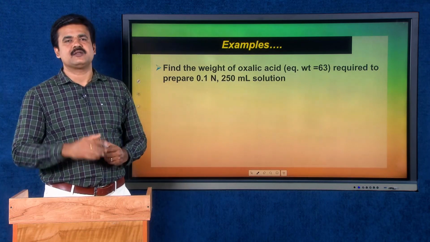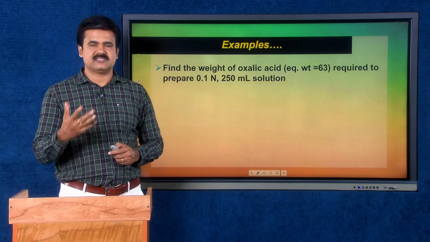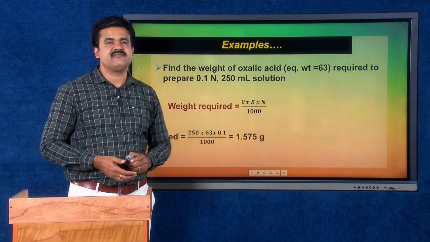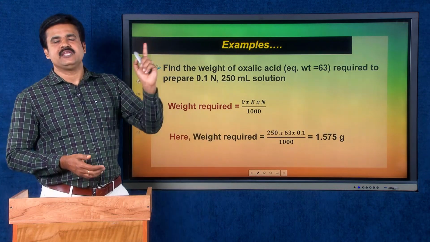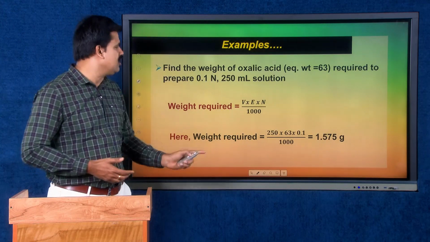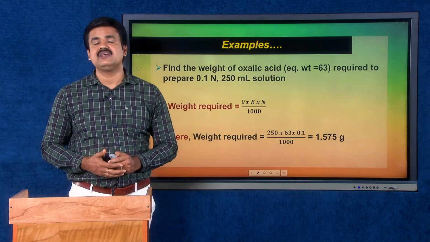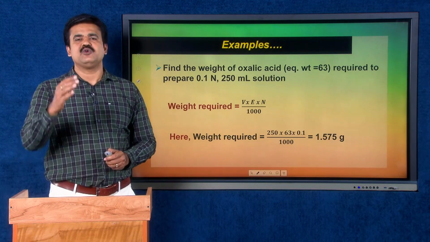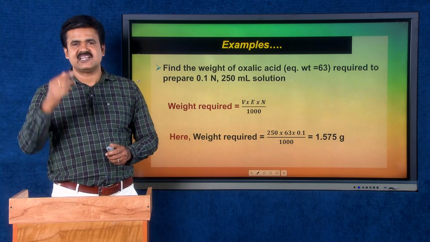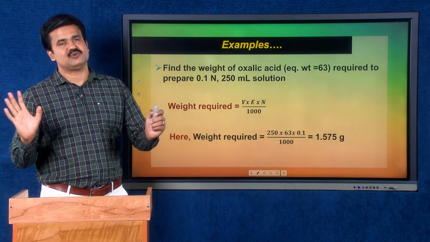So you have to multiply VE with N and divide the entire result with 1000, such that weight required will be equal to VEN divided by 1000. Volume 250, equivalent weight is 63, and normality of the resultant solution should be 0.1. So 250 into 63 into 0.1 divided by 1000, that is equal to 1.575. So you have to take 1.575 gram of oxalic acid and dissolve in water to make it up to 250 ml solution.